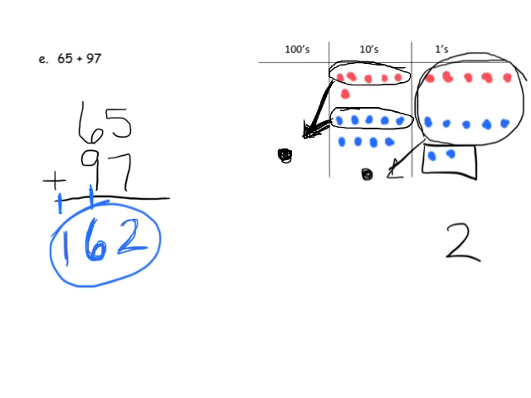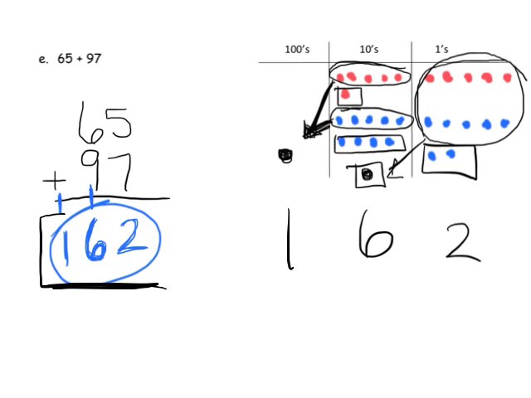And then what do we have left over? We have 1 plus these 4 plus this 1. So we have 6 left over in the tens column. And then in the hundreds column, we just have 1. So our answer is 162. And of course we knew that because we had it over here.